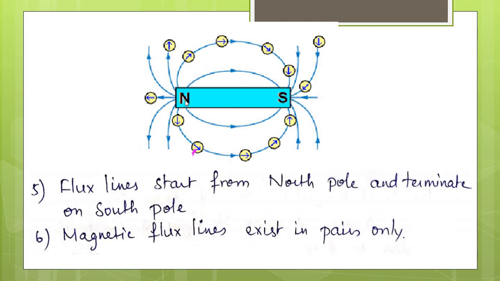That means we need both north and south poles for the magnetic field or the magnetic flux lines to be present. Whereas in electrostatics, if there is only a single positive charge or only a single negative charge, there will be a presence of the electric lines of force or the electric flux lines. But in the case of magnetostatics, for the magnetic flux lines to exist, we need both the north pole as well as the south pole. So this is the meaning of this property: the magnetic flux lines exist in pairs only. Here the pair refers to the north pole and the south pole, not only a single north pole or a single south pole.